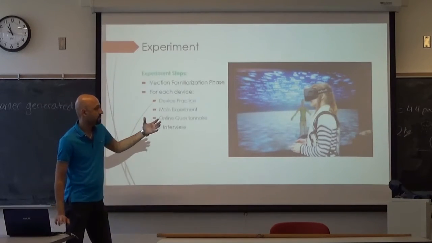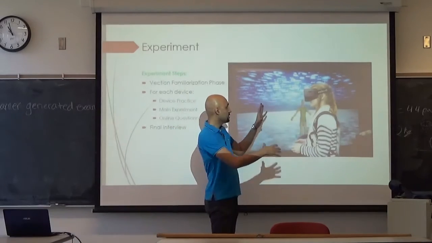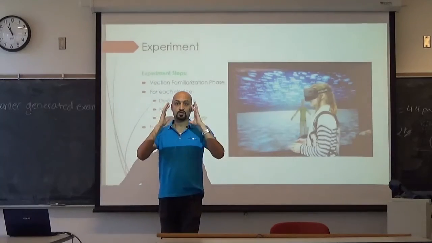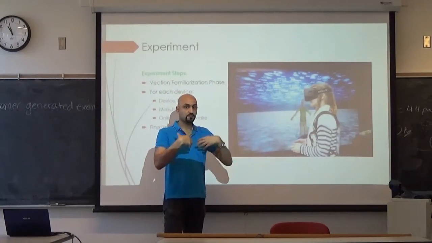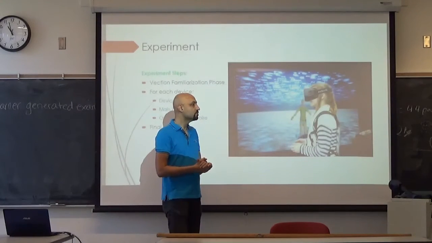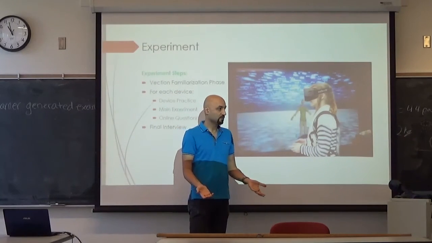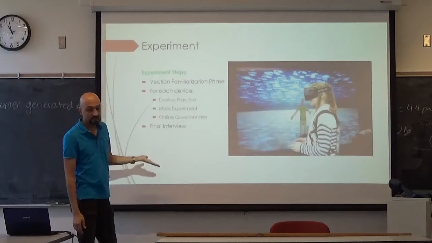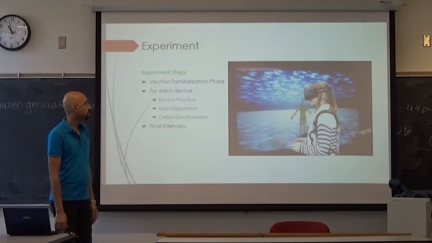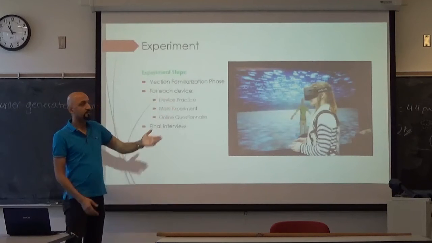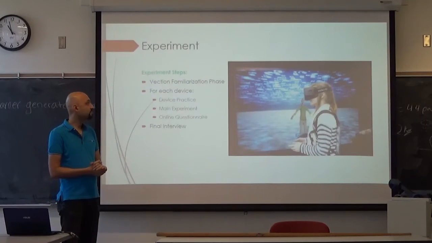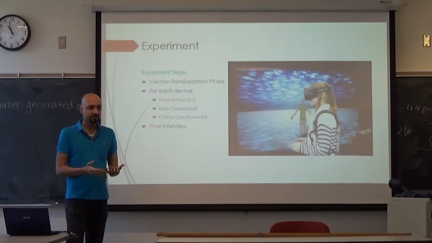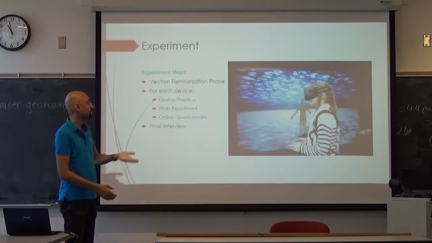The experiment happened in this environment, a big environment with lots of visual cues. When you start moving, these visual cues give you the feeling like the whole environment moves, and it can increase your vection feeling. The experiment steps are these. The first phase is the vection familiarization phase. We just move them through a big path to help them feel the vection and be familiar with it.